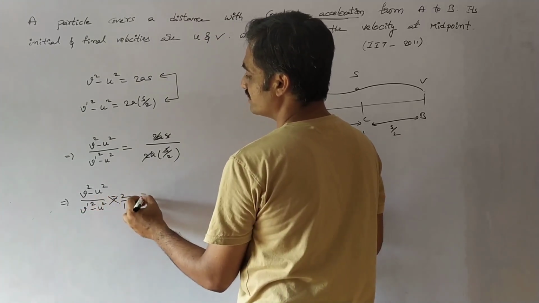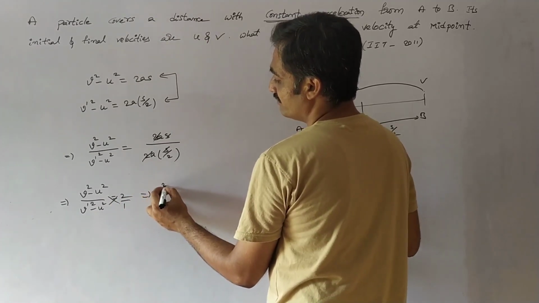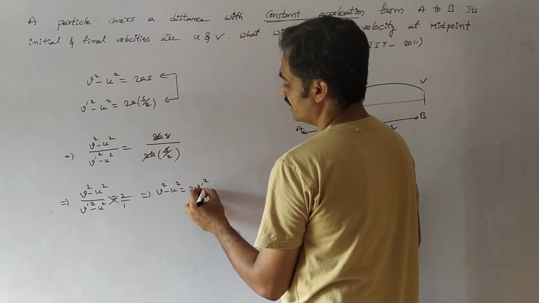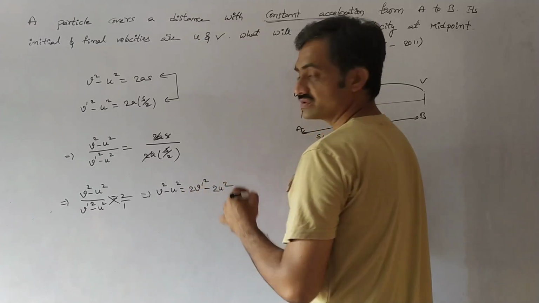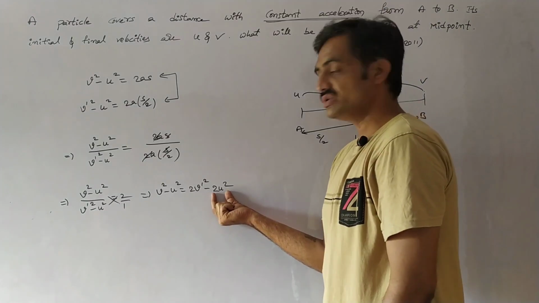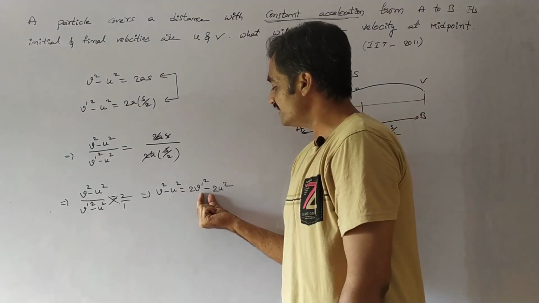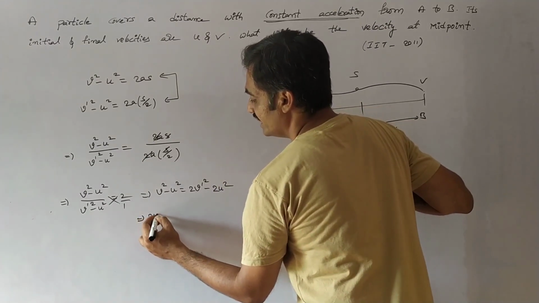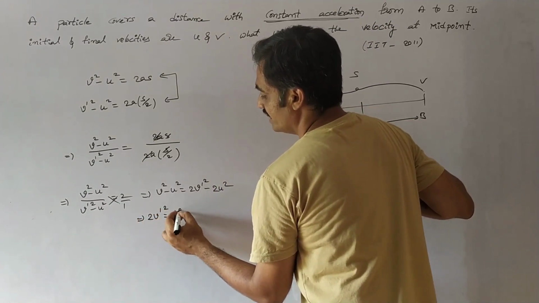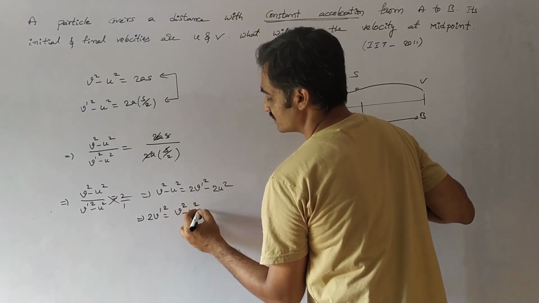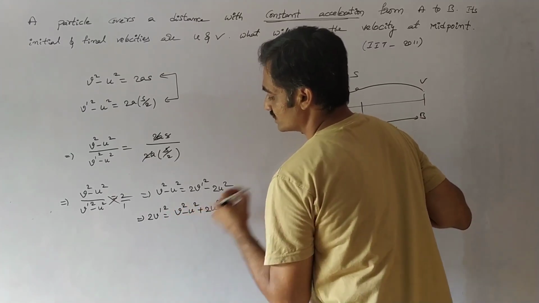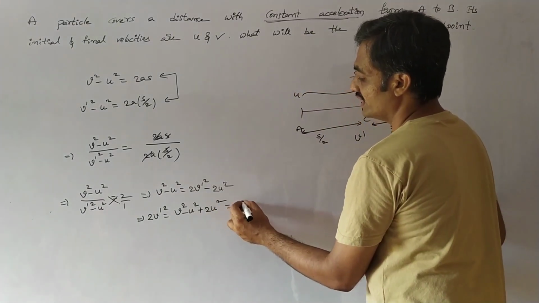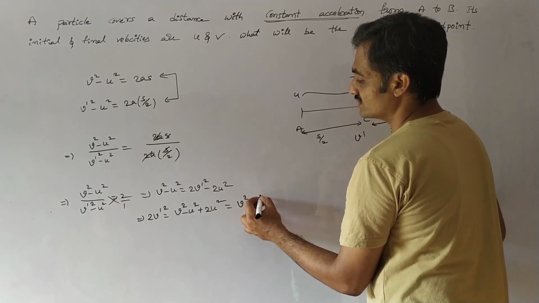If we cross multiply this equation, we have v square minus u square equals 2 v dash square minus 2u square. So send this minus 2u square to this side, so the sign of 2u square changes. Then we can write 2 v dash square equals v square minus u square plus 2u square. 2u square minus u square is nothing but u square, so we get v square plus u square.